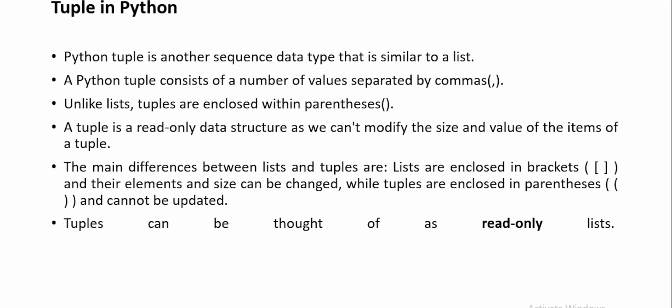Now what is the unique property of a tuple? The unique property of a tuple is that it is a read only data structure. That is, we cannot modify the size and value of the items of a tuple. And the main difference between list and tuple is: lists are enclosed in brackets and their elements and size can be changed, while tuples are enclosed in parentheses and they cannot be updated. Remember it, a tuple cannot be edited once it is created. So you can say a tuple is a read only list, right?